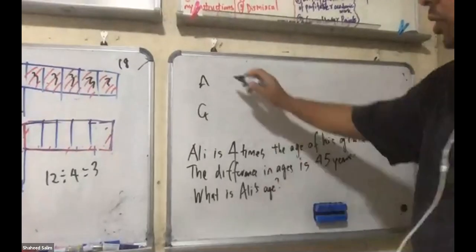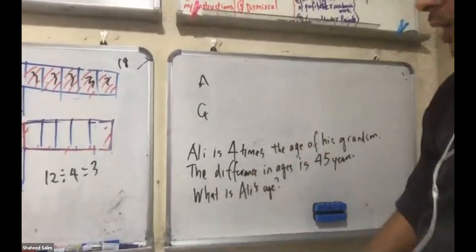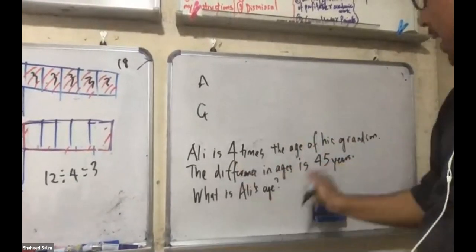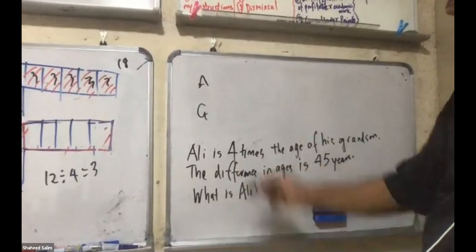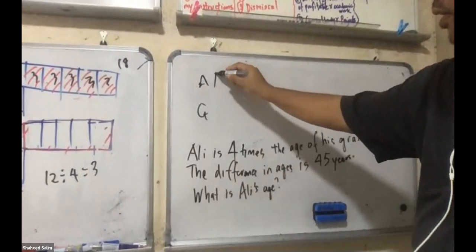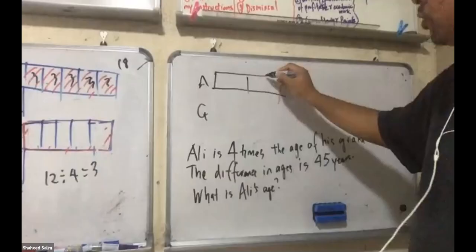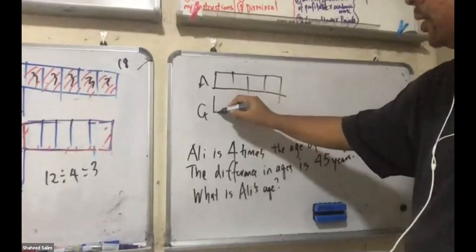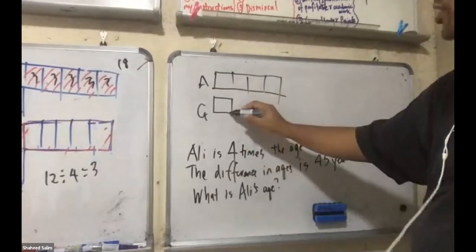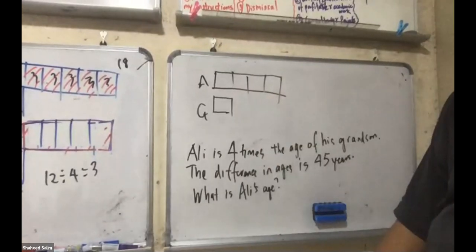Yes, okay. So we ask Rehana, can get 60, right? Now we ask Sophia. Ali is four times the age of his grandson. So how many squares should we draw for Ali? Four. Good. Draw four. You didn't draw, that's why. Yes, I did. Grandson, one. So the difference is how many squares? Three.